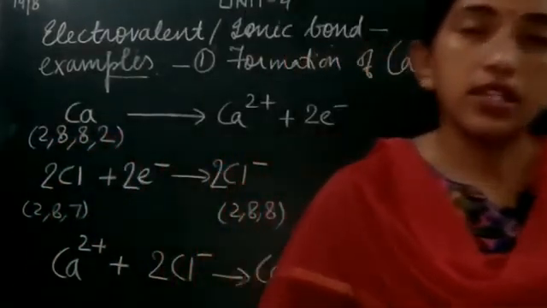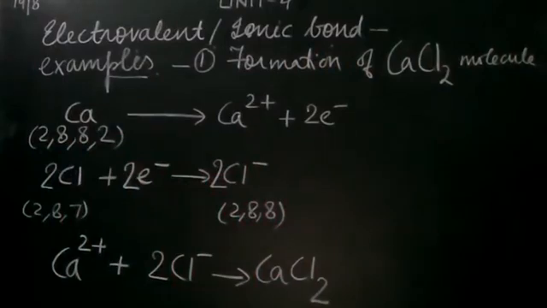So students, just go through the other examples also, where by just the loss of electron, or we can say by the exchange of electron, a stable bond is formed, that is the ionic bond or electrovalent bond.